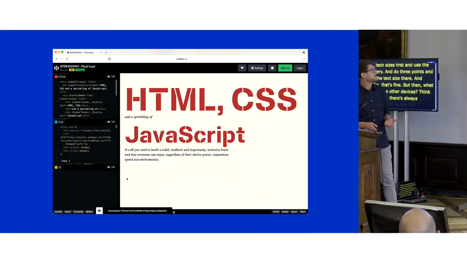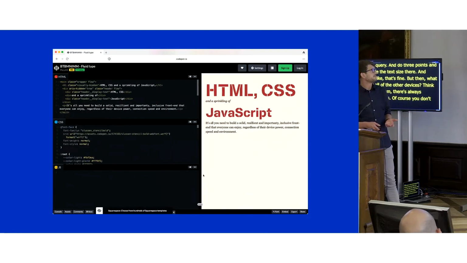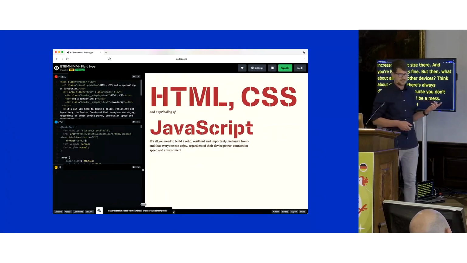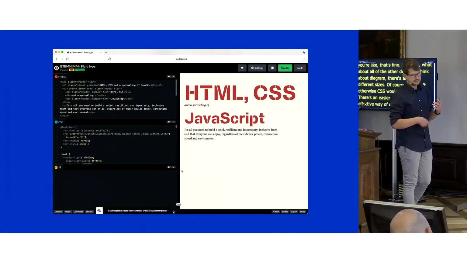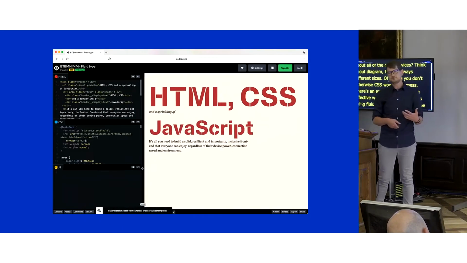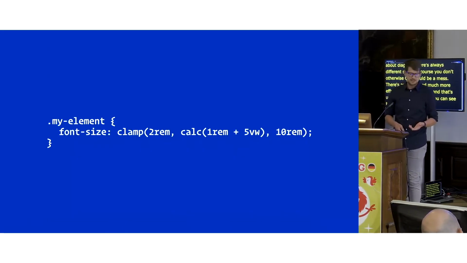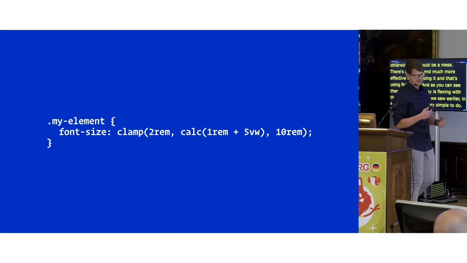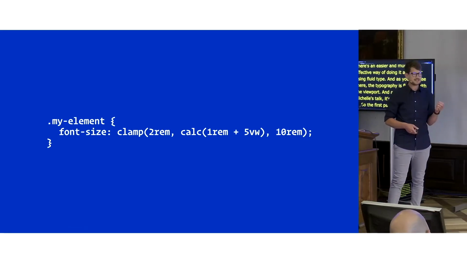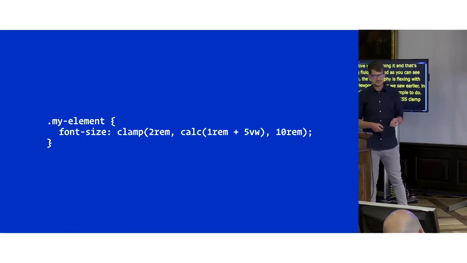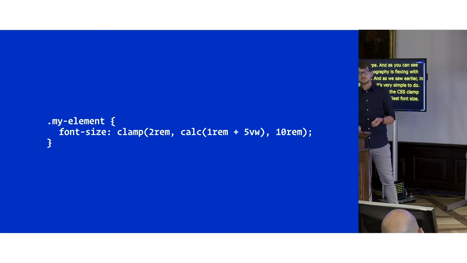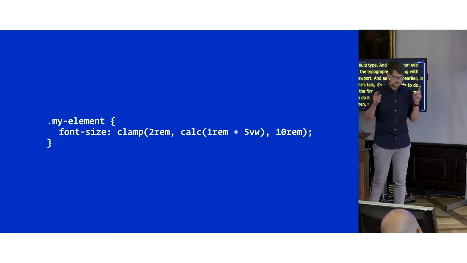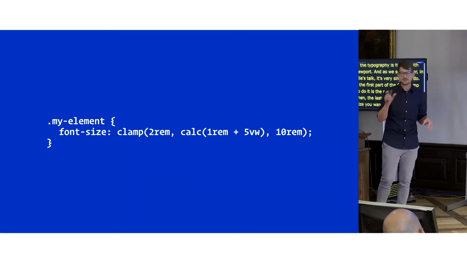So there's an easier way to do it, a much more effective way of doing it, and that's using fluid type. And as you can see there, the typography is flexing with the viewport. And as we saw earlier in Michelle's talk, it's very simple to do. So the first part of the CSS clamp rule that we're using to do it is the smallest font size we want. And then the last rule is the largest font size we want. So they're what we call locks. They're lock sizes. It can never get too small, it can never get too large.